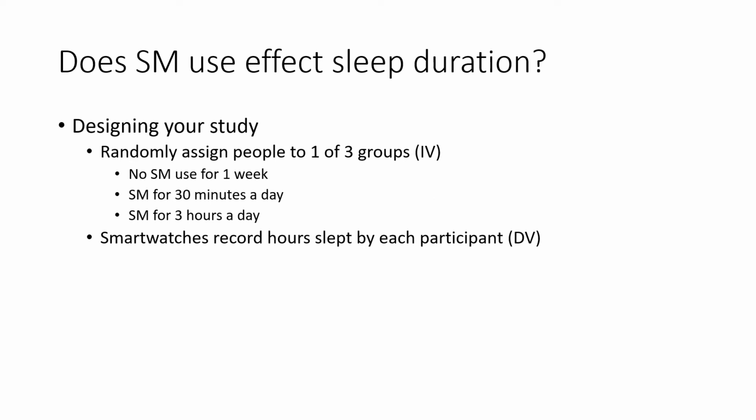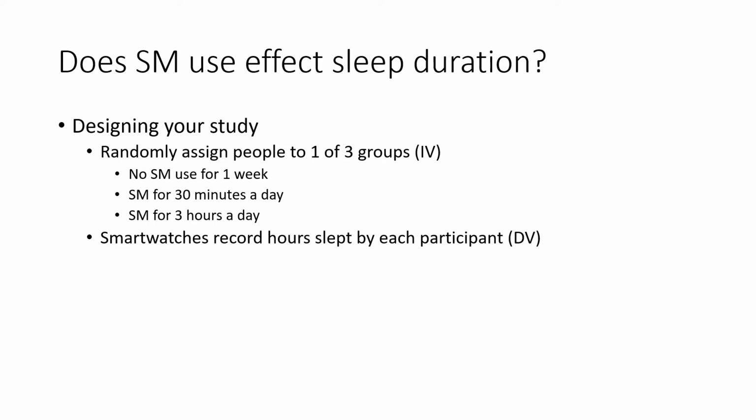Now it's time for an example. In this scenario, we're going to use the idea of studying how social media use is associated with sleep duration. Is there an association? And we're going to be doing an experiment where you are randomly assigning people to one of three conditions, in other words, one of three levels of the independent variable.